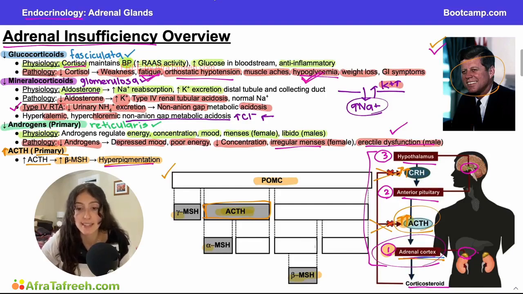The question then asks us, what zone of the cortex is cortisol made in? And that zone, because you watched this video, you know is going to be the zona fasciculata, and that would be your answer.